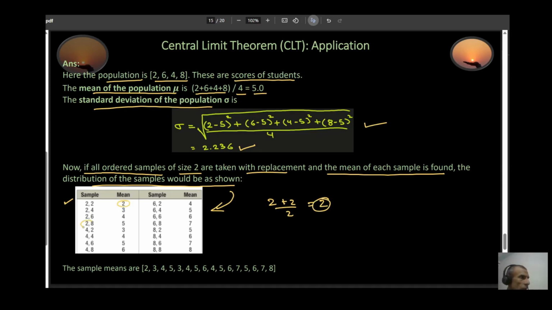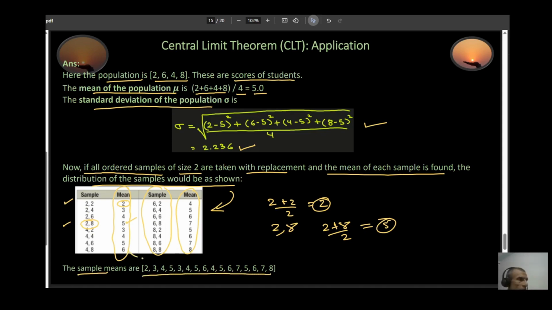Let's look at this one, 2 comma 8. The mean value is 2 plus 8 divided by 2, and the answer is 5. This is how you get this 5 right here. These are my sample means, and these are my corresponding samples. I'm going to get a total of 16 samples. You can count 2, 2, 2, 4, 2, 6. These are my ordered samples. I just rewrote the sample means over here at the bottom.